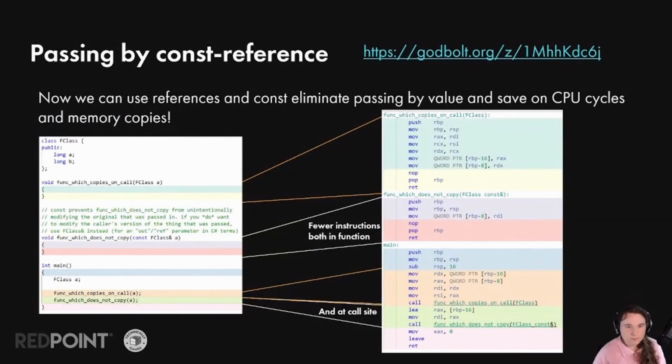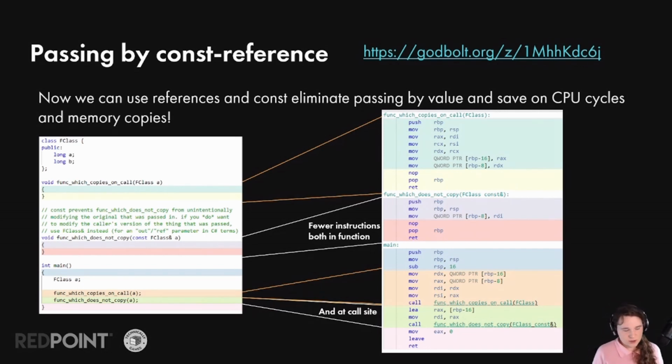All right, more code for everyone. So, passing by const reference. Now we've got references we talked about earlier, and we've got const, right? This means we can now eliminate copying when we call functions and save on both CPU and memory copies, right?